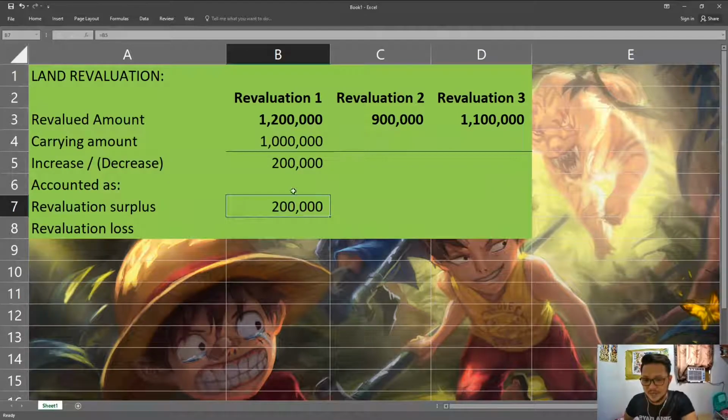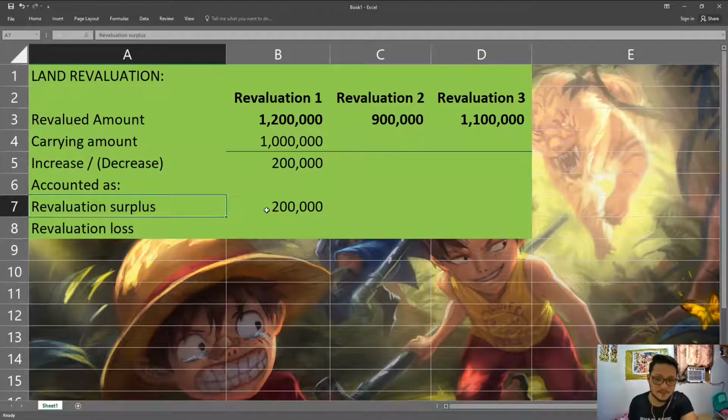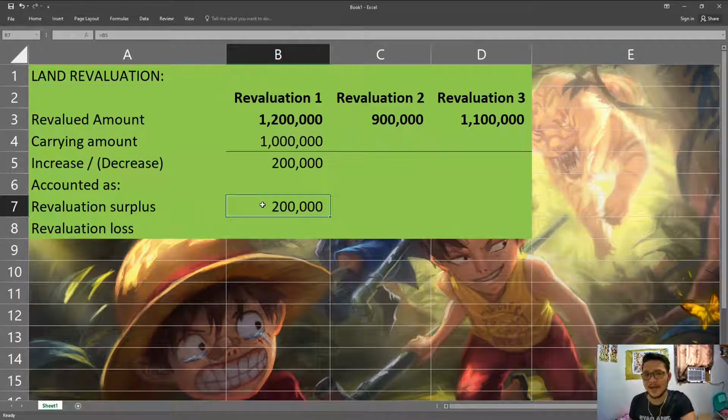First year, your entry here would be to increase the land, you debit land 200,000 and credit ka ng revaluation surplus. Your revaluation surplus will be included in OCI and will be remaining in OCI until such time na ang asset ay fully depreciated or maibenta. In our case, it's land, so you're just going to wait for it na maibenta mo before the revaluation surplus eventually becomes realized.